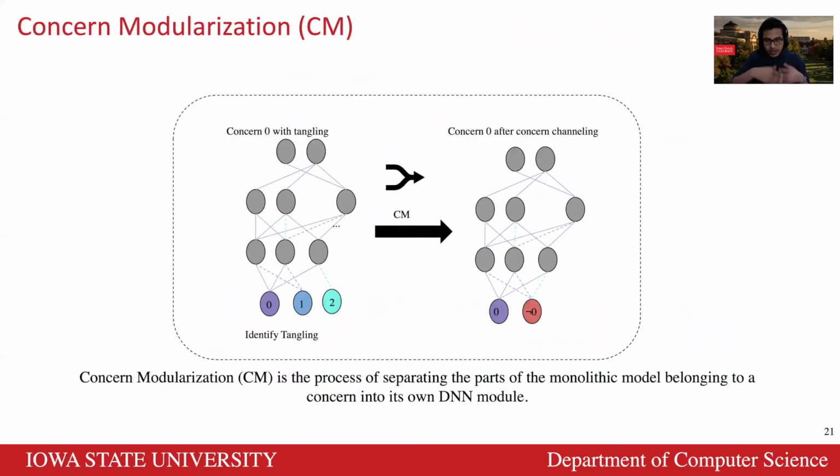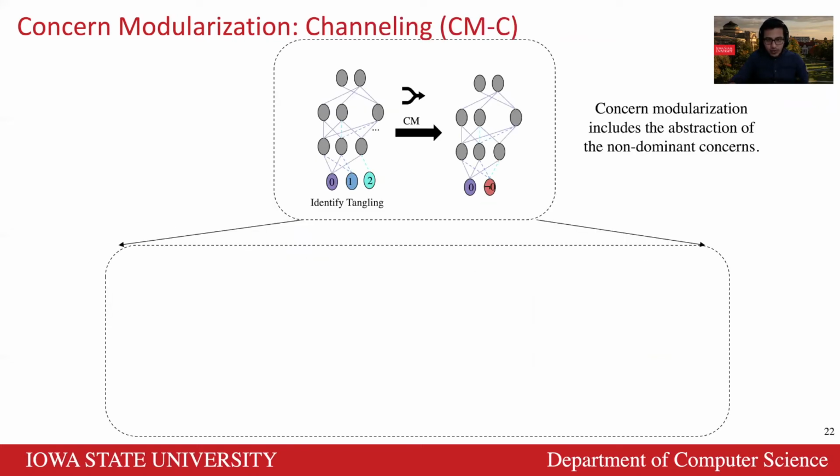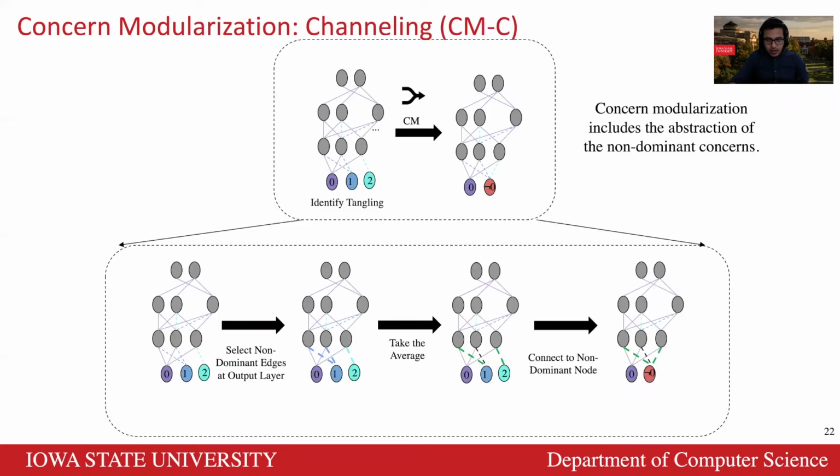Constant modularization is a process of separating the parts of the monolithic model belonging to a constant into its own DNN module. Constant modularization also involves constant channeling, where the effect of the non-dominant constant within the module is channeled appropriately. Constant modularization includes the abstraction of the non-dominant constant. In this approach, we propose a technique to abstract the non-dominant constant by combining the non-dominant nodes at the output level. First, we select the non-dominant edges, replace them with a single edge, and remove the rest of the nodes.